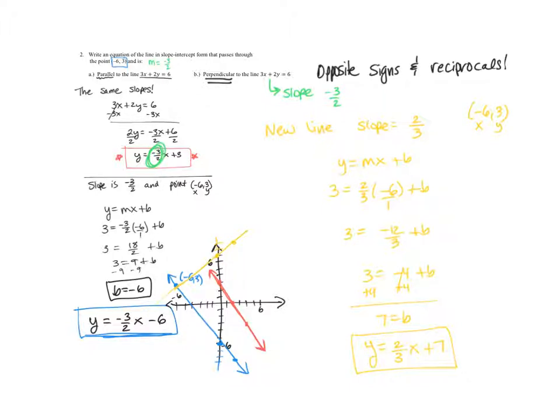It goes through that point, (-6, 3), and is perpendicular to the original line. That's a 90-degree angle in there. So when you're given an equation, first rewrite it into y equals mx plus b so that you can excavate the slope, pull that out. If you have a parallel line, you get the same slope; perpendicular, you get opposite reciprocal slopes.